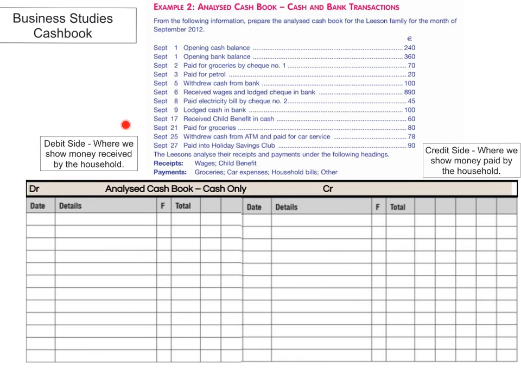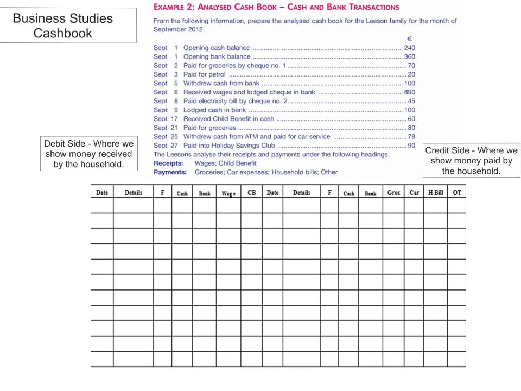So on the debit side, this is where we show money received by the household. Okay, the important word here is received. And on the credit side, it's where we show money being paid by the household. Okay, so money being paid. So all you have to do is think: are you receiving the money or are you paying the money for the household? If you're receiving it, it goes on the debit side. If you're paying it, it goes on the credit side.